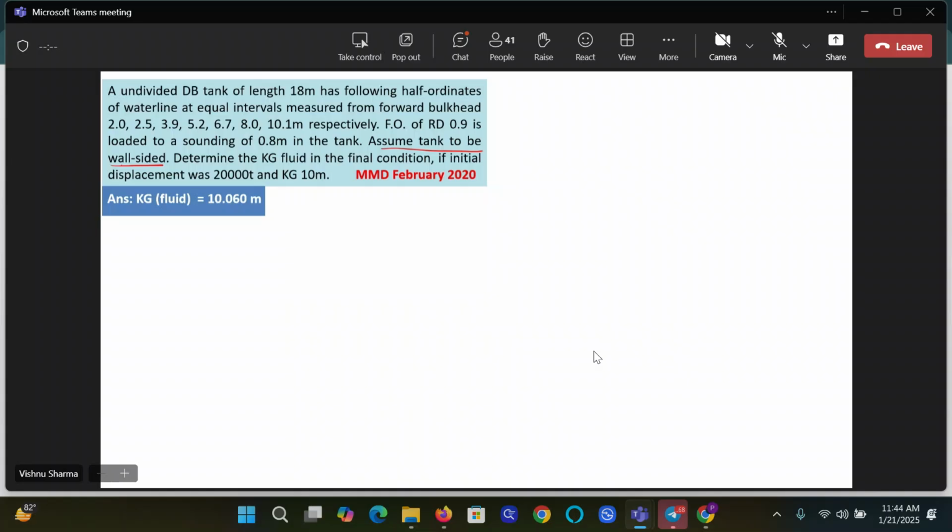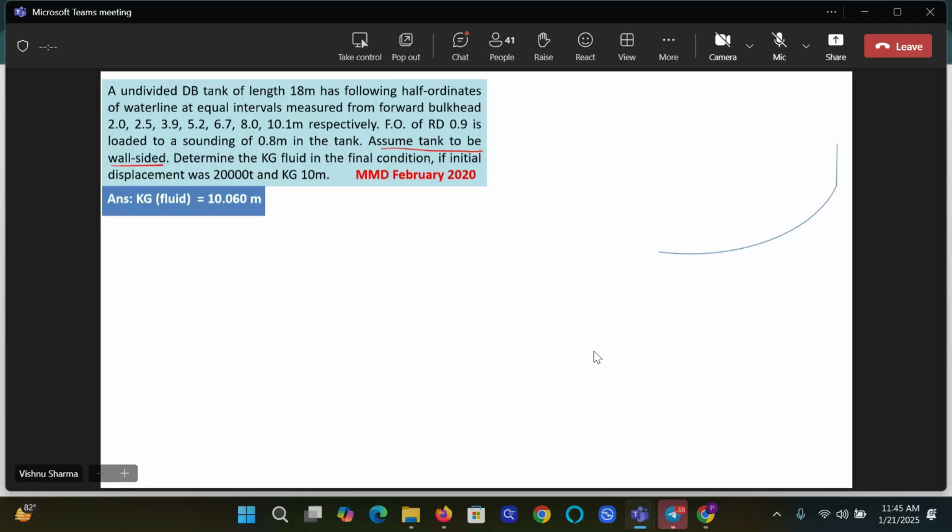Guys, if the half breadths are given, what does it indicate? That the other side is symmetrical. Am I right? Yes, sir. So will the geometric center of the tank lie on the center line of the tank? Now I'm using the word center line of the tank. It may be the center line of the ship, may not be the center line of the ship. Will the geometric center of the tank lie on the center line of the tank? Yes. Therefore, the axis will be the center line of the tank.